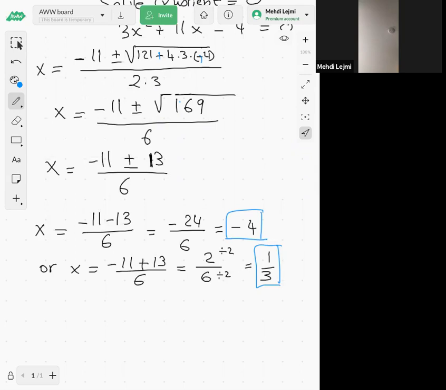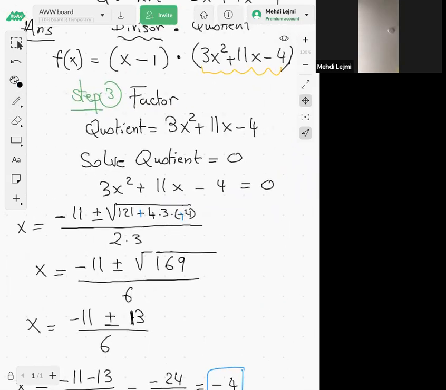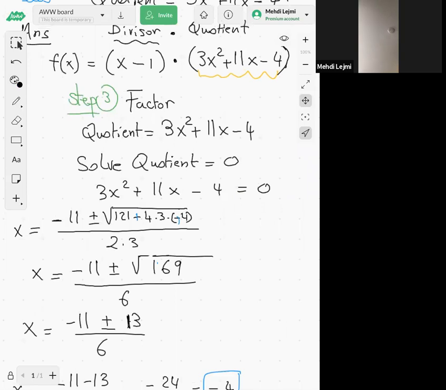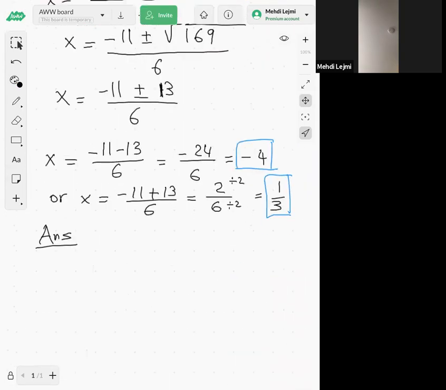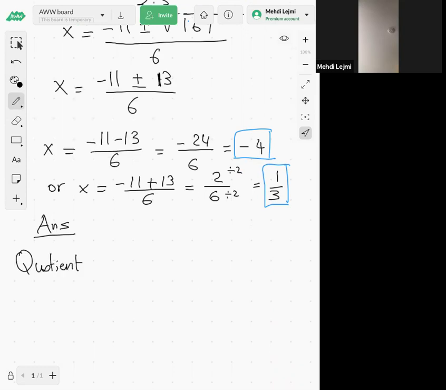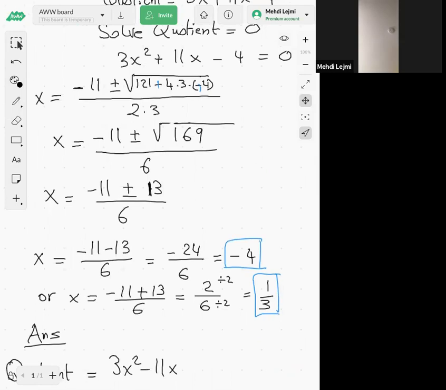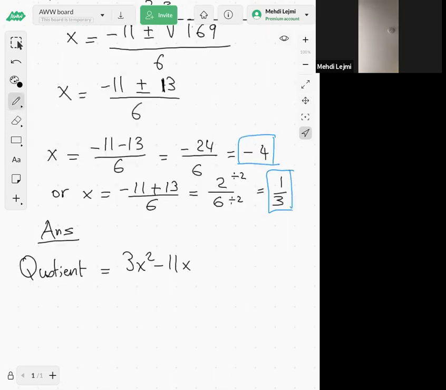Well, here's the answer. So again, guys, the goal here is, we said we have to factor our quotient, right? We have to factor this 3x squared plus 11x minus 4. So all you have to do, guys, is, this is my quotient, which is 3x squared plus 11x minus 4.